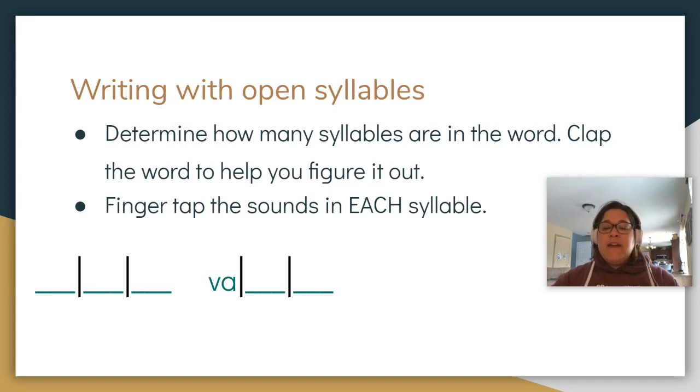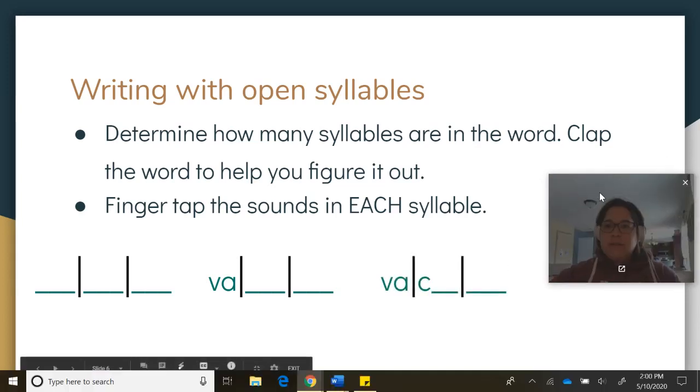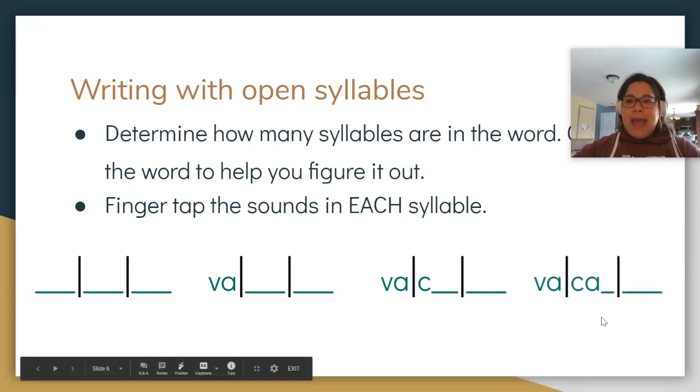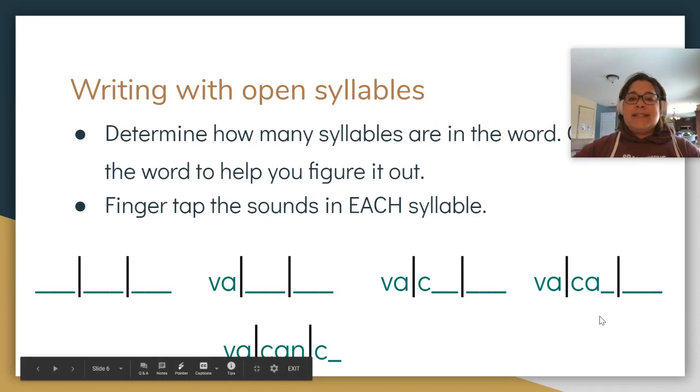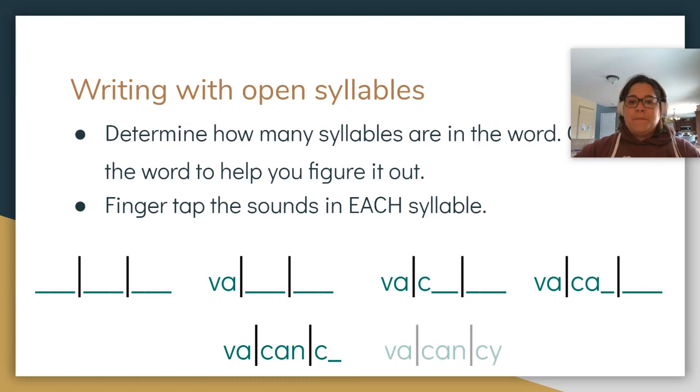Second syllable. Can. K-an. K-an. Vacancy. See. When we clap the syllables and then we finger tap the sounds in each syllable, we can do a really good job with spelling.